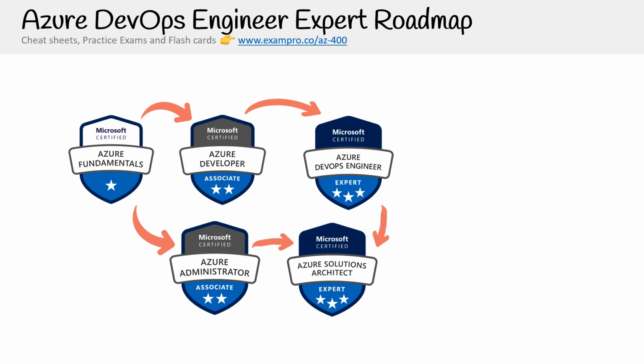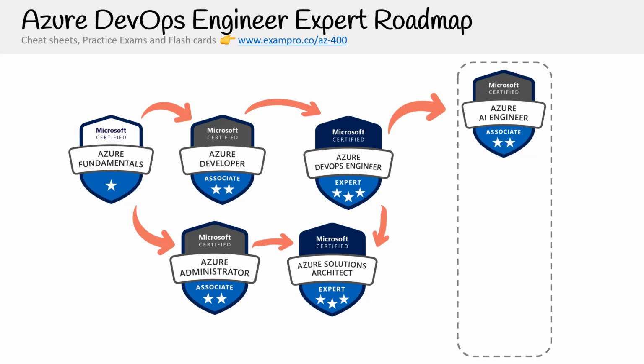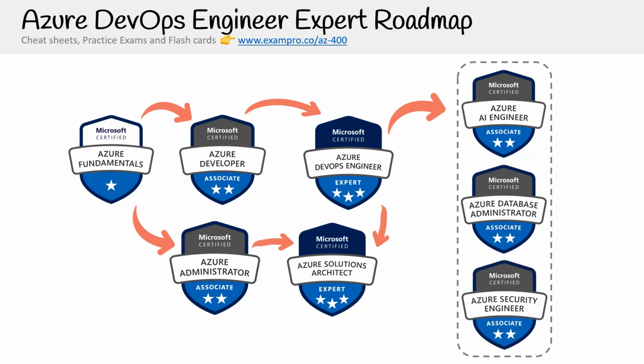You can also take the Azure Solutions Architect after the DevOps Engineer Expert to further enhance your Microsoft Azure skills and widen your career prospects. Other popular associate-level certifications may include the Azure AI Engineer, Azure Database Administrator, and the Azure Security Engineer, and many more. So that's a general outlook on the roadmap to Azure DevOps Engineer Expert.